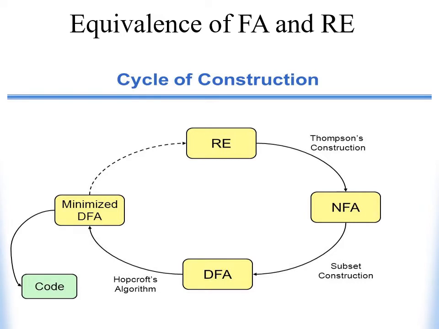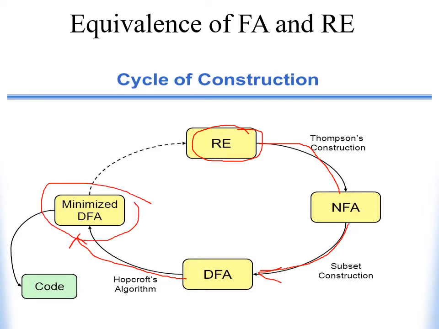Now this is the equivalence cycle for regular expressions. From a regular expression we can obtain an NFA, and from an NFA we can obtain a DFA. From a DFA, if we apply the Hopcroft algorithm, we can obtain a minimized DFA, and from the minimized DFA we can obtain the code required for a compiler. Further, we can also convert from the minimized DFA back to a regular expression. So everything is connected and everything is equivalent to one another.